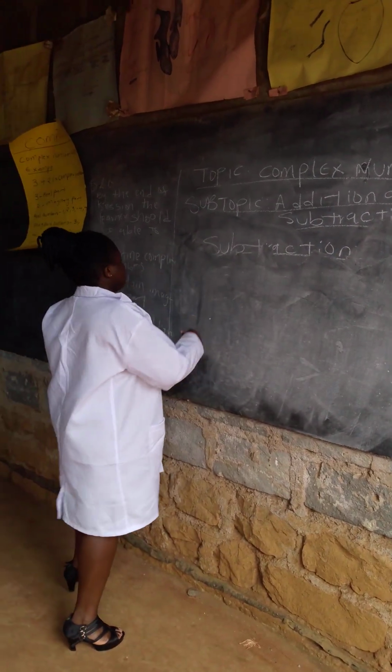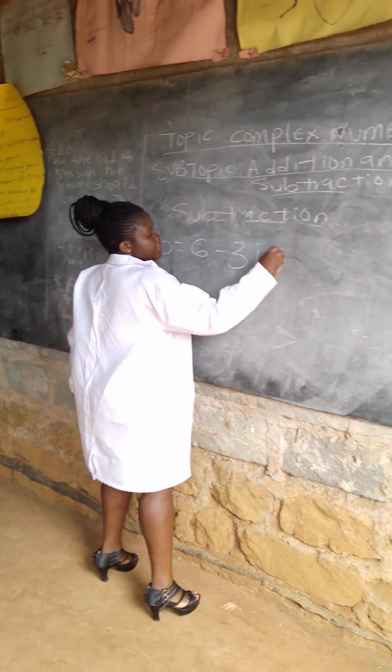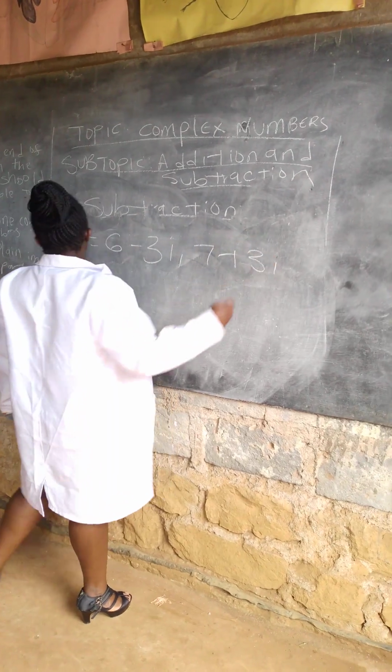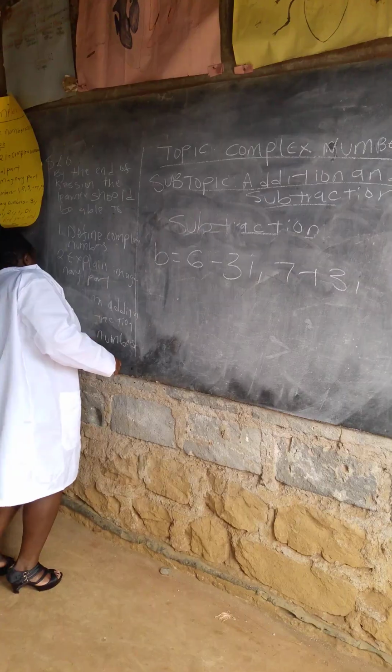Also write this question down, number B: 6 minus 3i, 7 plus 3i. Think, pair, and share on that question.